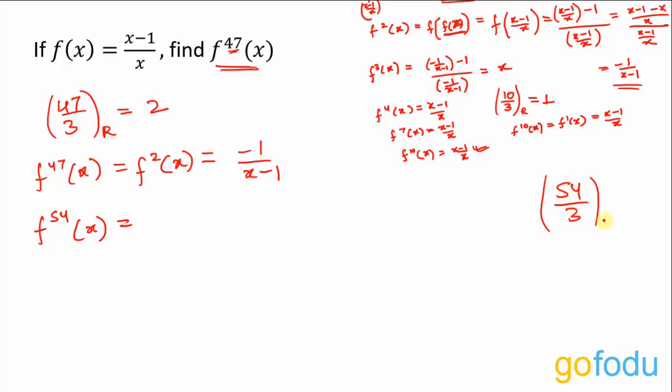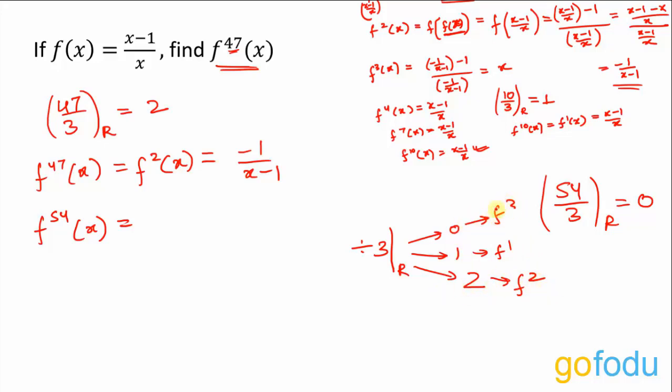54 divided by 3 will give remainder as 0. 0 means third term. Don't get confused in this. On dividing by 3, any number will give remainder either 0, 1 or 2. We'll get 0, 1 or 2 as remainders. 1 means first term, that is f1, 2 means f2 and 0 means f3. So f54x will be equal to nothing but f3x, and f3x is x only. So f54x will come out as x only.